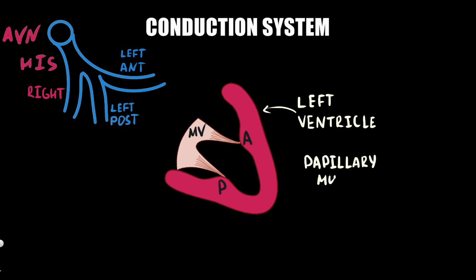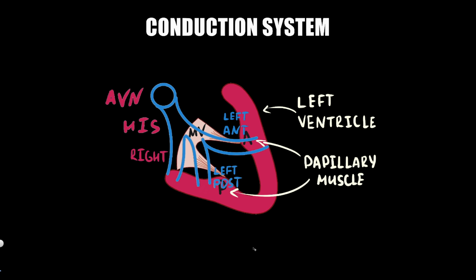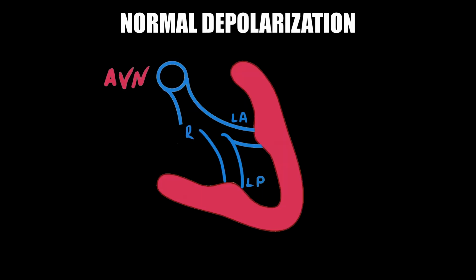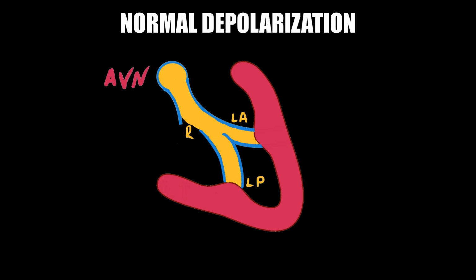The left anterior fascicle normally initiates activation of the left anterior papillary muscle, the upper part of the septum, and the left ventricular anterolateral free wall. Whereas the posterior fascicle travels to the posterior papillary muscle, and after that to the posterior inferior parts of the left ventricle, the left ventricular inflow tract. The left median fascicle initiates depolarization of the interventricular septum.